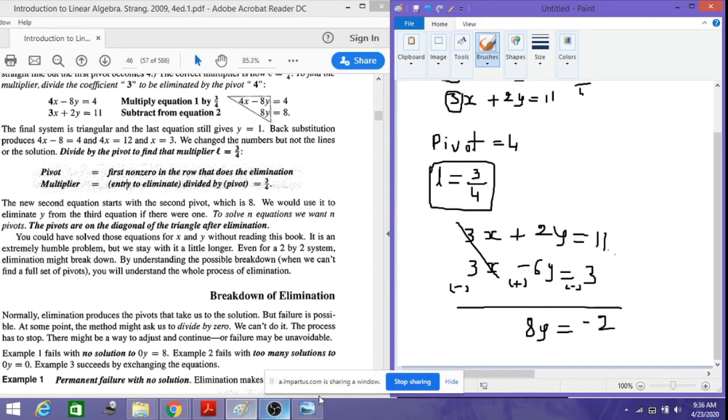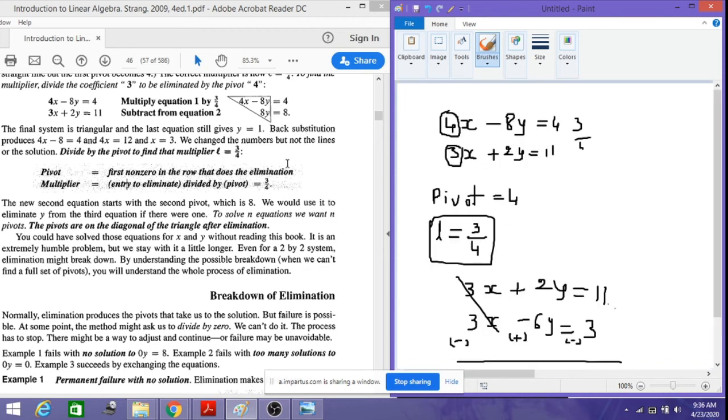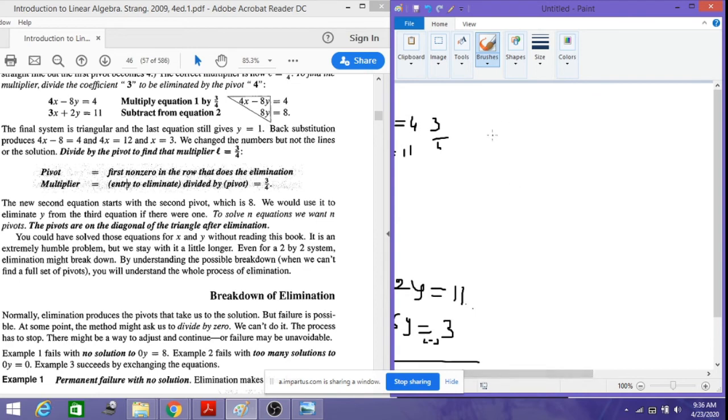So 11 minus 3 is, actually it is not minus 2, I'll get back my 8. So I see, even if we change the coefficients in the equation slightly, we get back the same answer. Now what are our new equations? The first equation will remain as it is, that is 4x minus 8y equal to 4, and the second equation, after eliminating, I'll get back my 8y equal to 8.